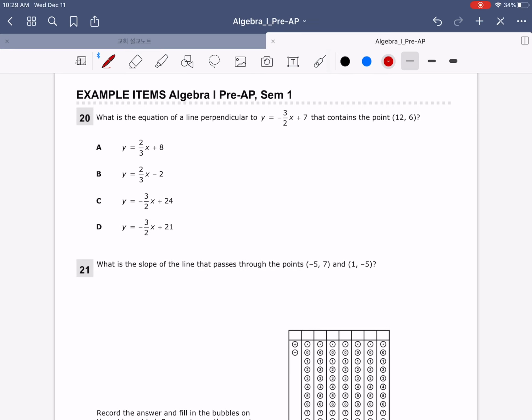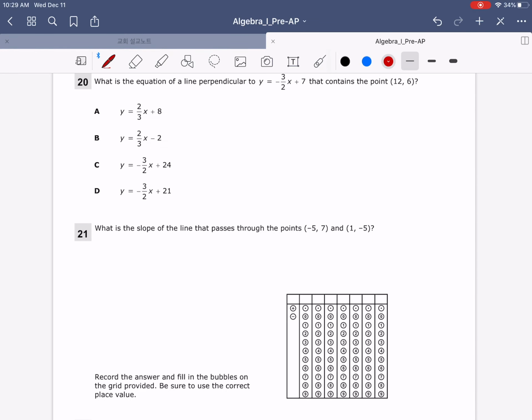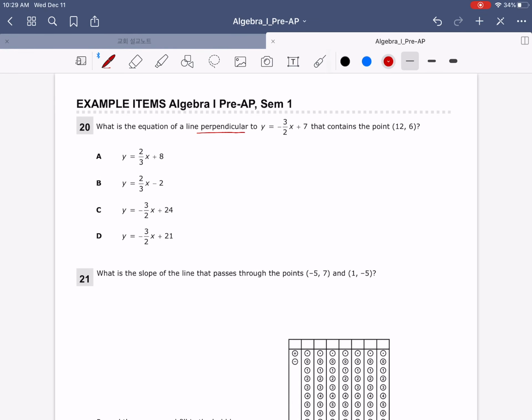Question number 20. Oh, another perpendicular question. It's easy, guys, okay? Now, perpendicular that passes through this point, okay? Luckily, everything is in slope-intercept form, so it's gonna be easy. Now, do you see this one? Because it is perpendicular, we have to flip it and change the sign, which is gonna be positive 2/3, right?